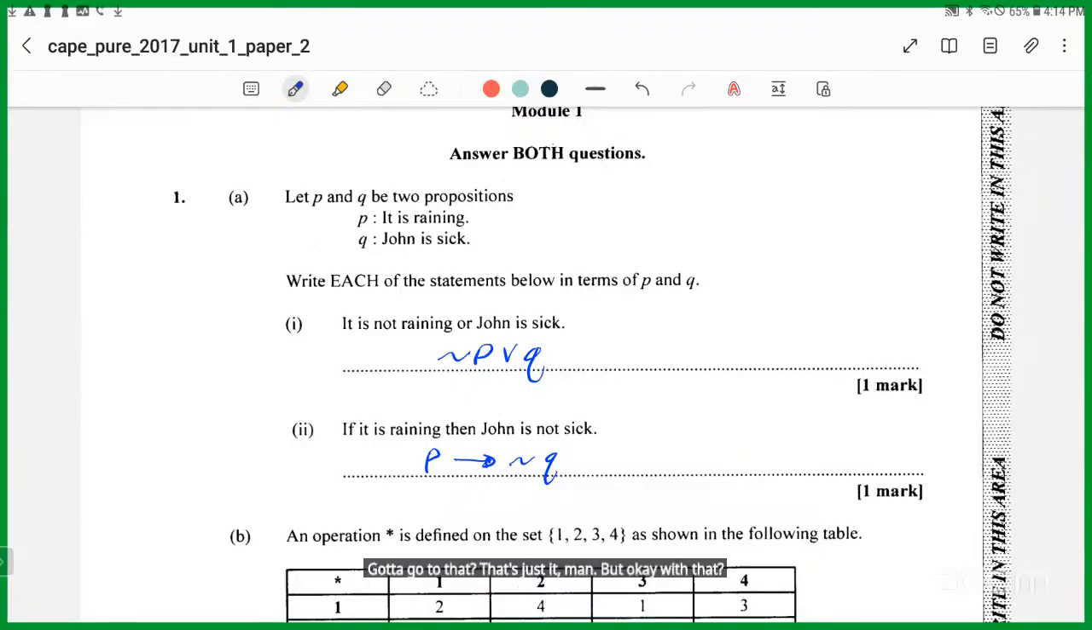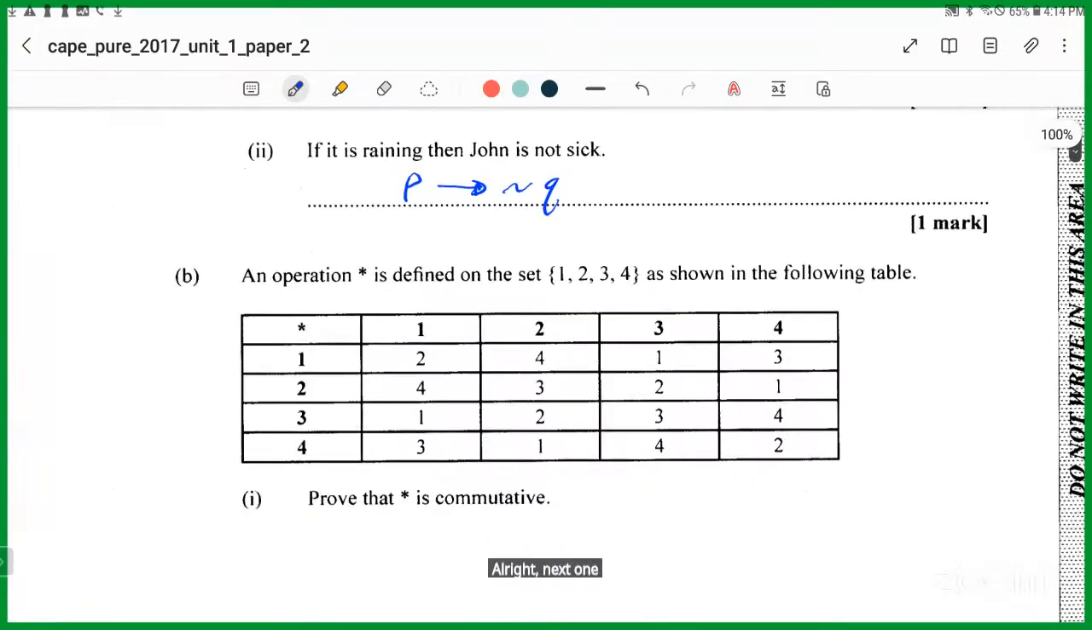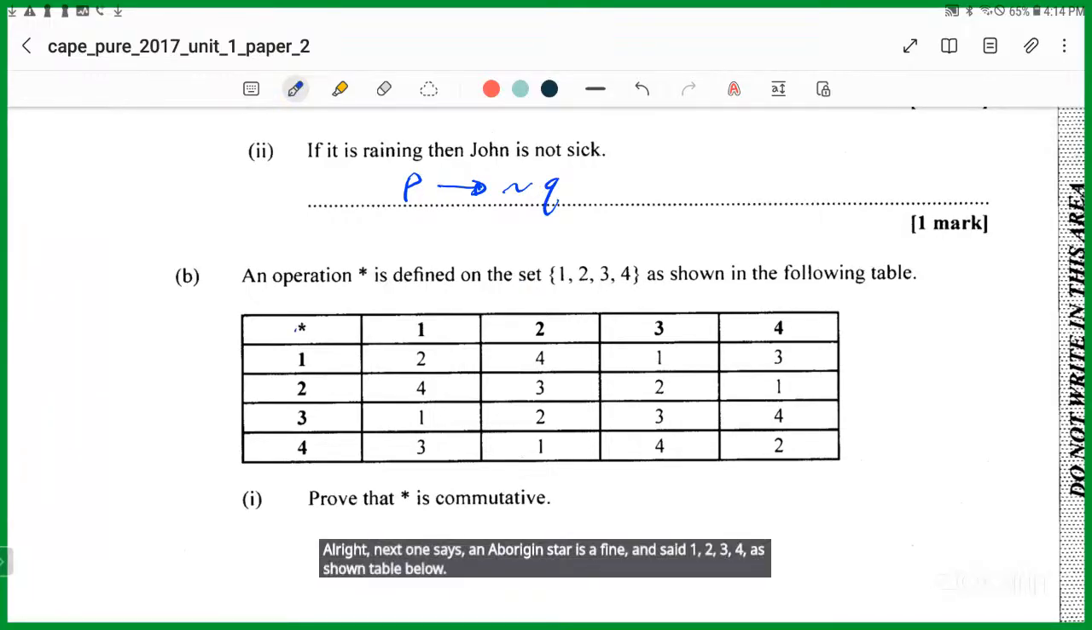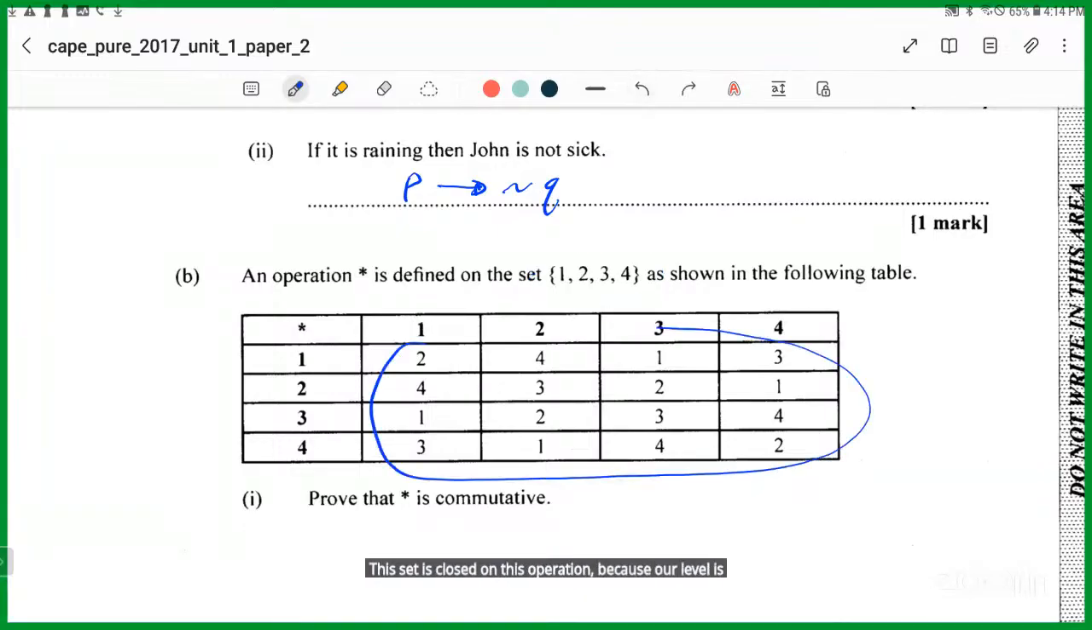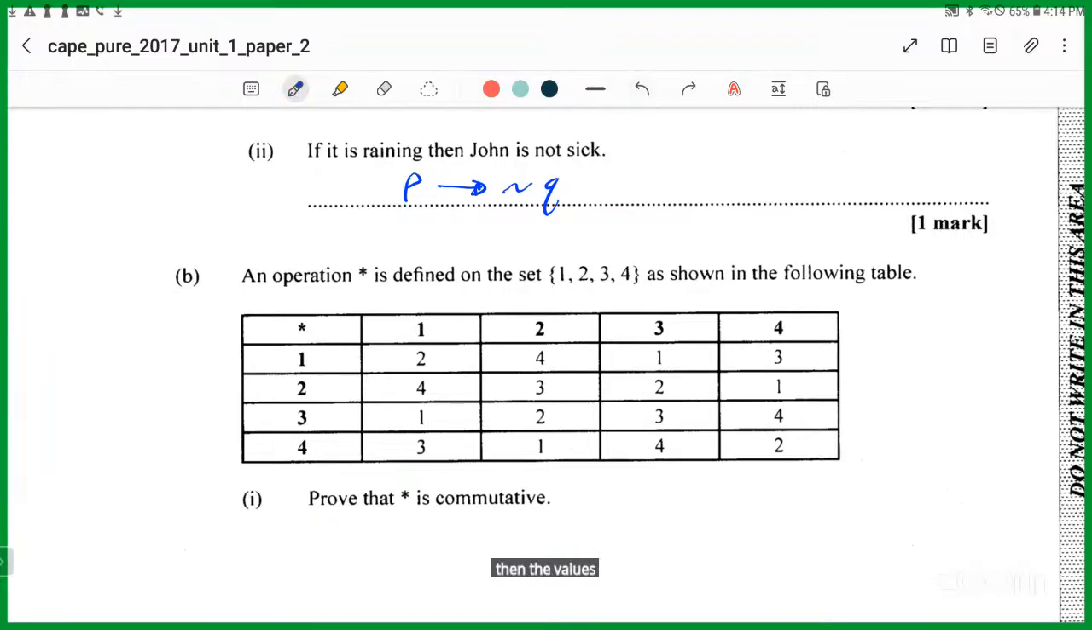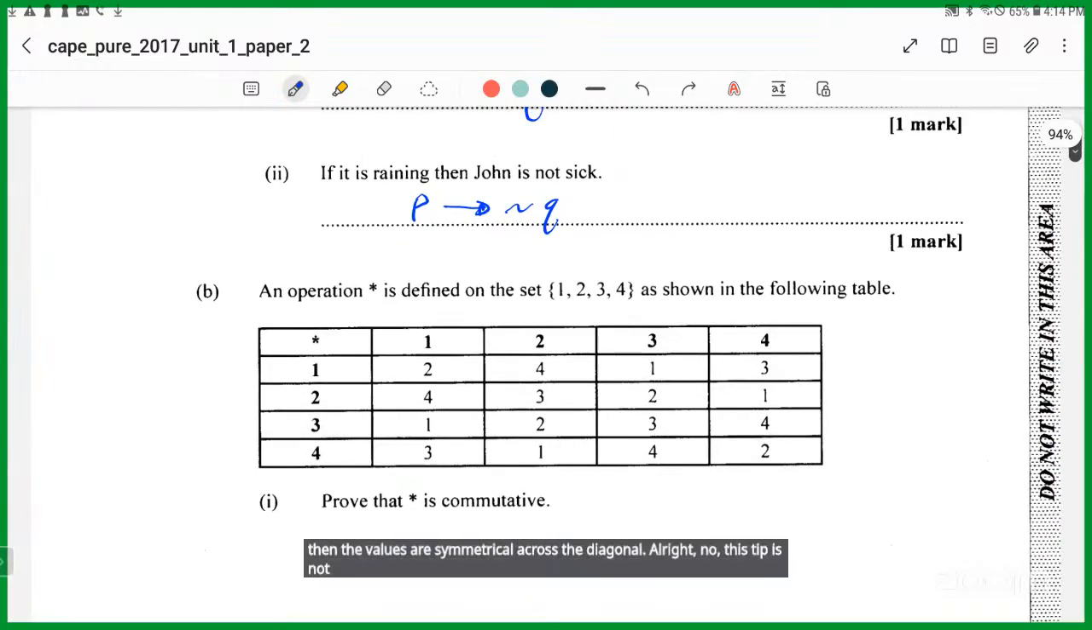Alright. Next one says an operation star is defined on the set 1, 2, 3, 4 as shown in the table below. So that's star 1, 2, 3, 4. These are your values. And this set is closed under this operation because all the values down here are from the set 1, 2, 3, 4. So we can know that. It says determine if it is commutative. Now if it is commutative, then the values are symmetrical across the diagonal. Now this table is not square, so be careful. So the diagonal is like through here.